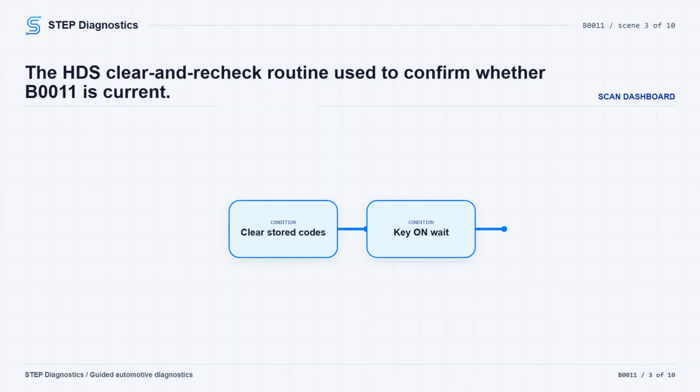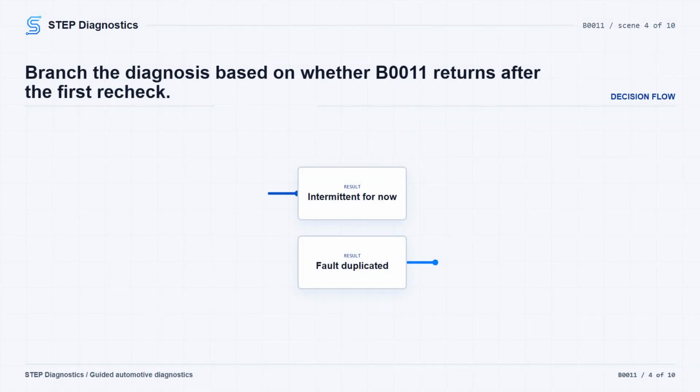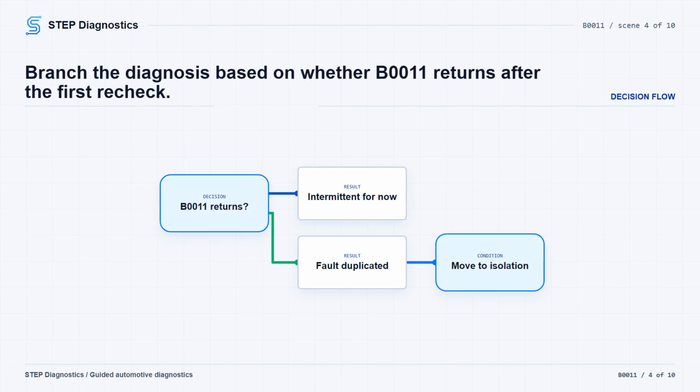First, verify the problem. Clear the DTCs with the HDS. Turn the vehicle to the ON mode and wait for 10 seconds, then check for DTCs again with the HDS. If B0011 comes back, the failure is duplicated and you move into circuit isolation. If it does not come back, treat it as an intermittent condition for now. If other codes are present, check what they mean first instead of chasing this path blindly.